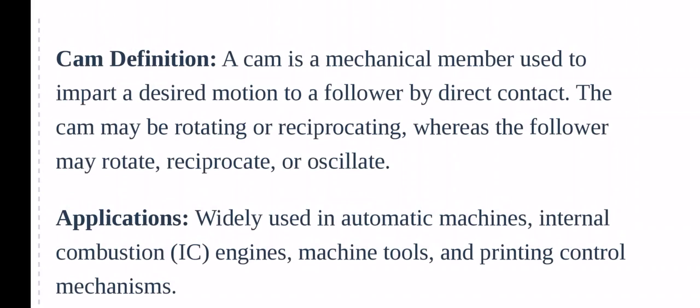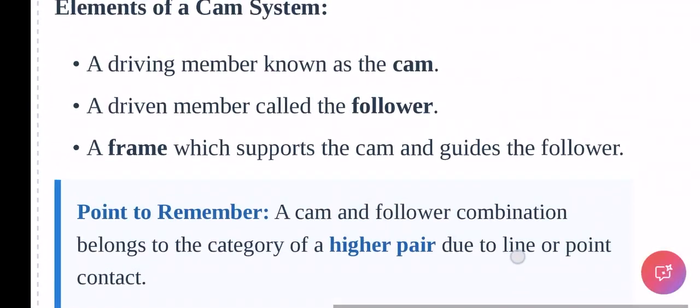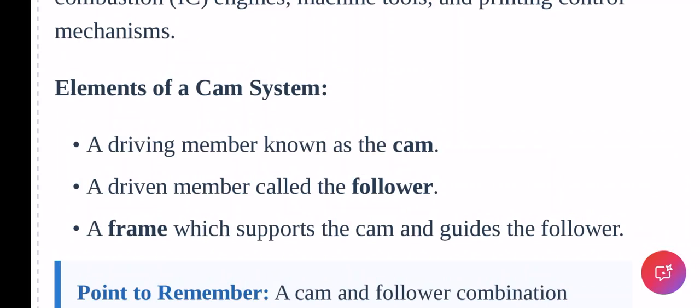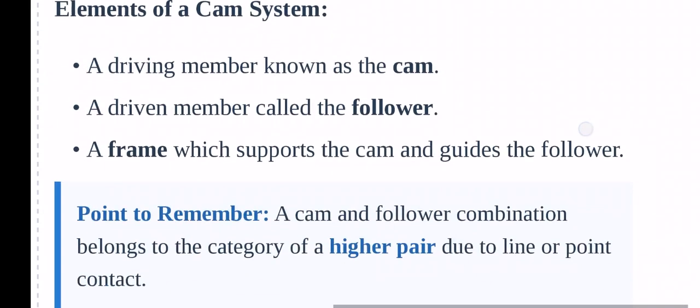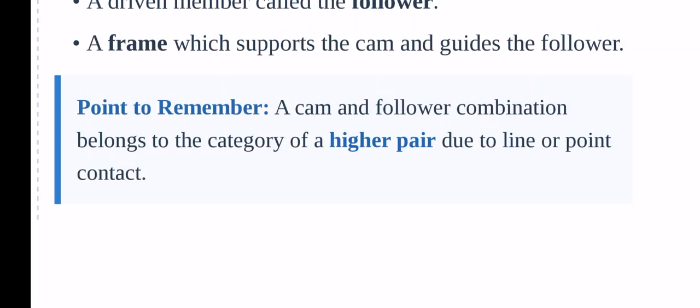Applications: widely used in automatic machines, internal combustion engines, machine tools, and printing control mechanisms. Elements of a cam system: a driving member known as the cam, a driven member called the follower, and a frame which supports the cam and guides the follower. A cam and follower combination belongs to the category of higher pair due to line or point contact.